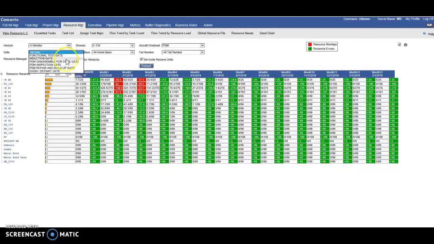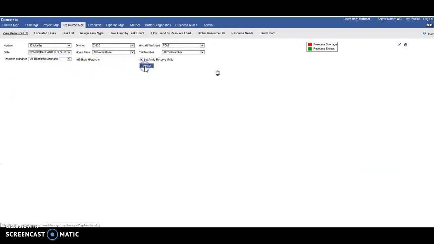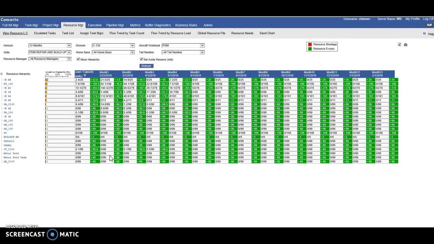And of course, if I take the gate down to just repair and build up, the load's going to come down, but the capacity is going to remain constant, so everything turns green. But at least you can see the load over time for that gate. Okay, another way to look at that load at the gate and break it down a little bit further. And again, just to make sure, this gate is a manually assigned gate to that aircraft.